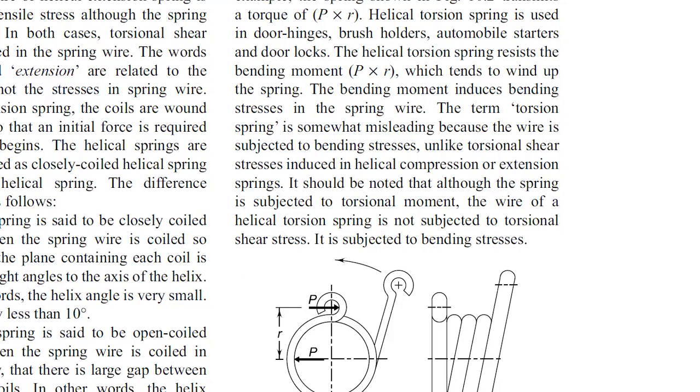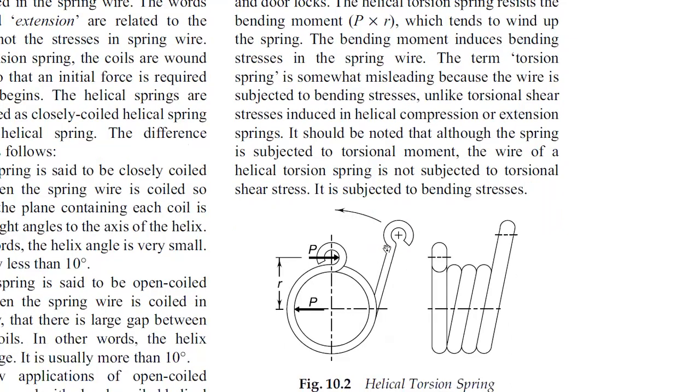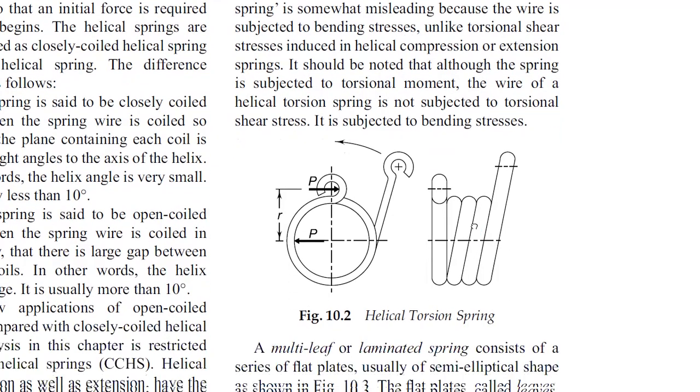the spring. And the bending moment induces bending stress in the spring wire, and we can say the term torsion spring is somewhat misleading because the wire is subjected to bending stress, unlike the torsional shear stress induced in the helical extension spring. So it should be noted that although the spring is subjected to the torsional moment, the wire in a helical torsion spring is not subjected to torsional shear stress. It is only subjected to bending stress.